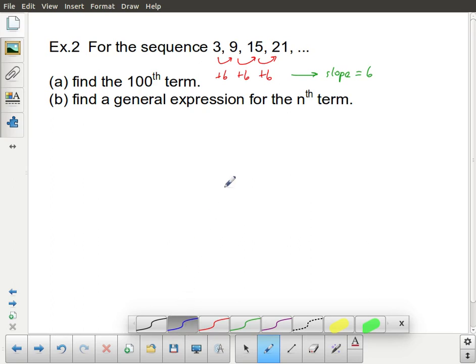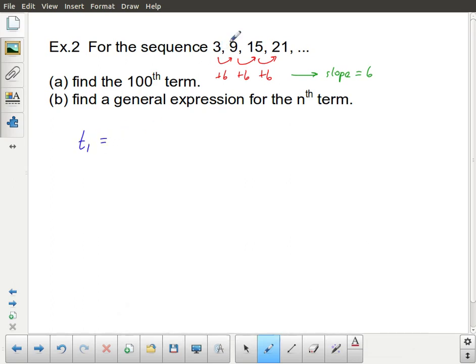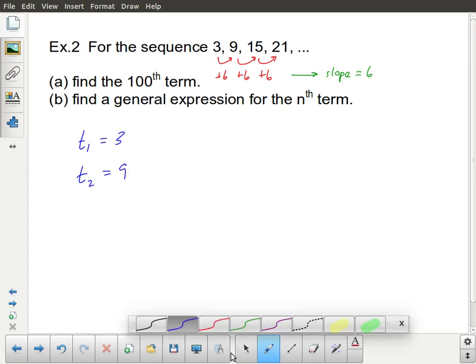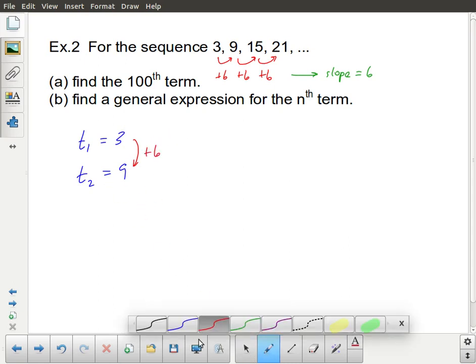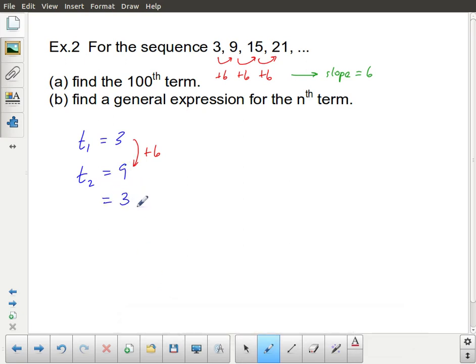What else can we do? How about just a little bit of an application of common sense? The first term here, t1, is equal to 3, and t2 is equal to 9. But is there another way that I could think of that 9? Because we know that to go from this 3 to this 9 is to add 6. So another way I could think of this 9 is to say, well, this is the same as 3 plus 6, right? I added 6.